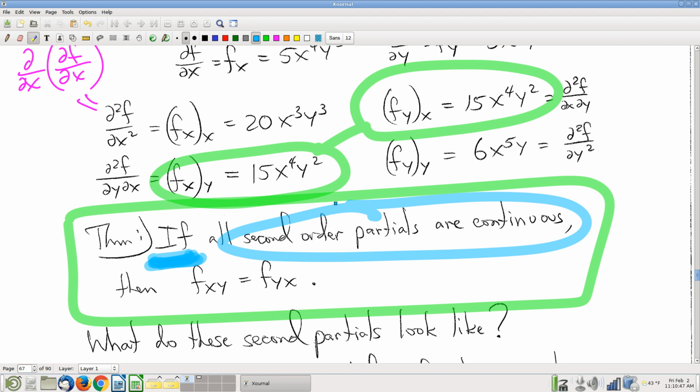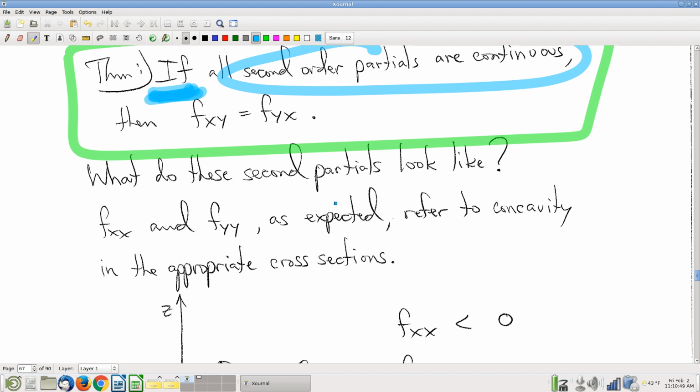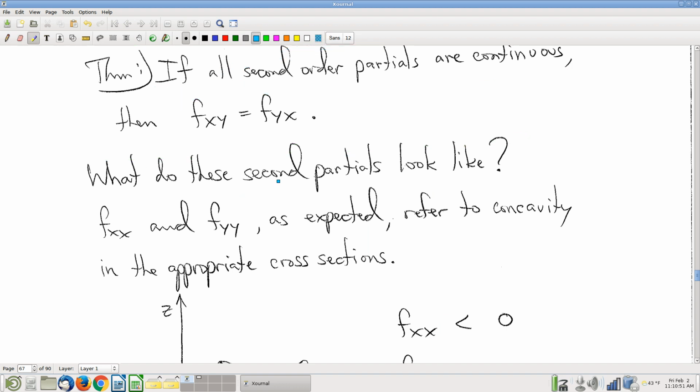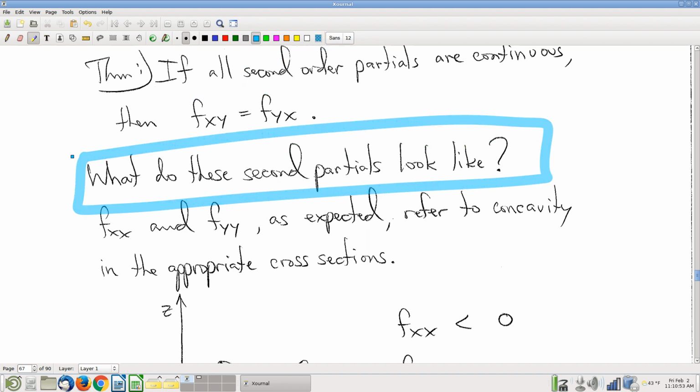And I'm out of time, unfortunately. So I'll get to the geometric interpretation. You know, what do these second partials look like? How do I think about them on Monday?